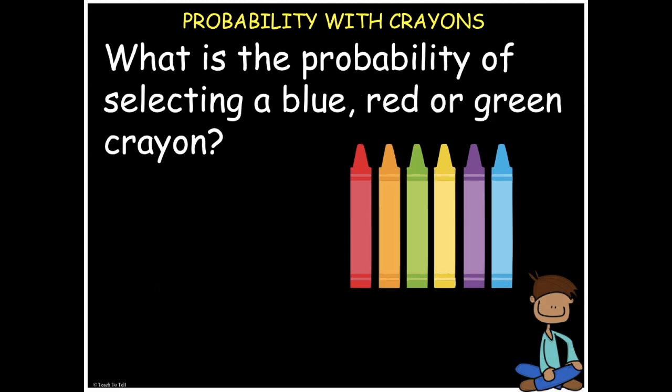What is the probability of selecting a blue, red, or green crayon? We know that we are still working with 6 crayons, and we have 1 blue, 1 red, 1 green, leaving us with 3 favorable outcomes out of the total 6.